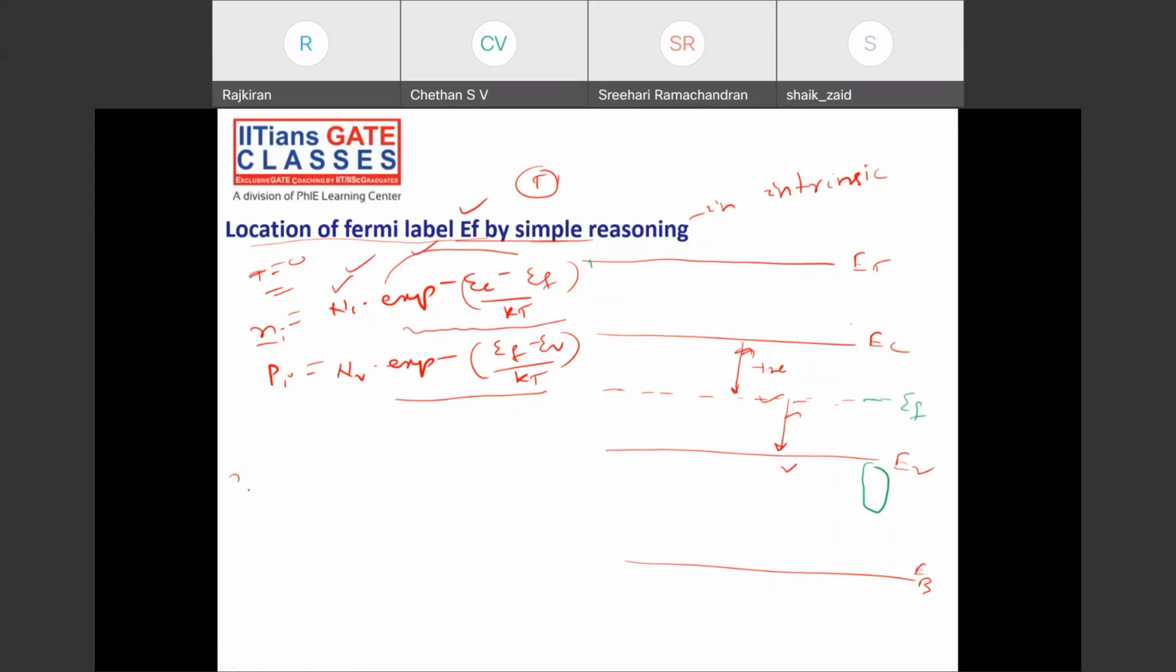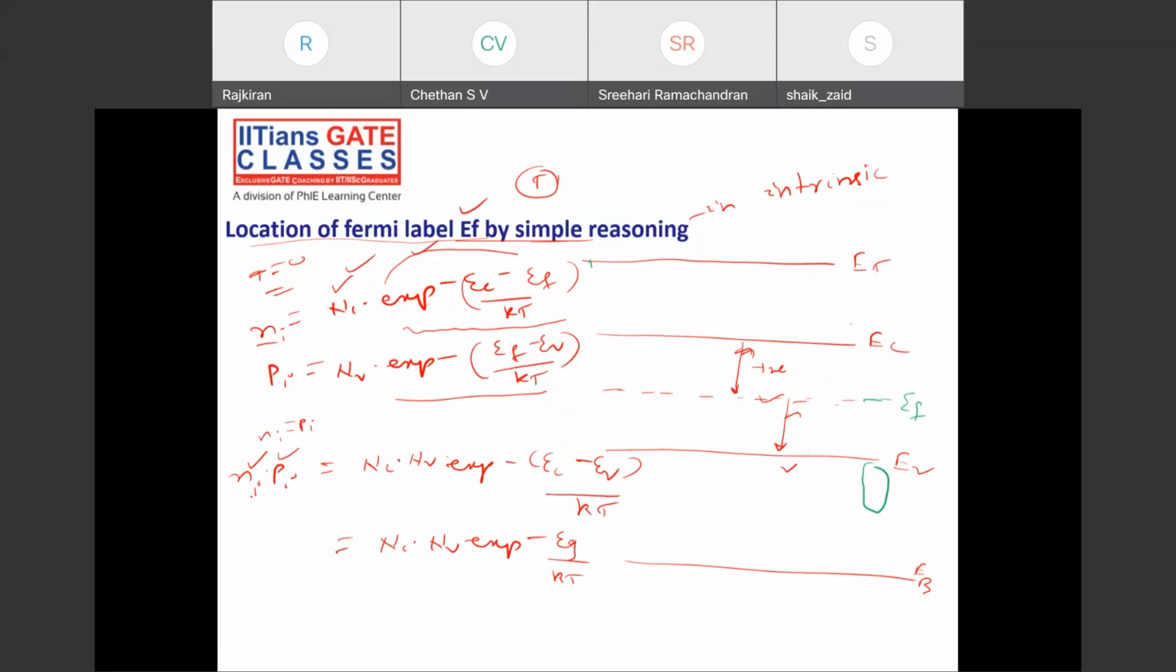If I do Ni into Pi, I get Nc into Nb into exponential of minus (EC minus EF) plus (EF minus EB). EF is plus here and minus there, so EF will get cancelled. I get minus of EC minus EB by kT, which is nothing but the energy gap. Also, the number of holes is equal to the number of electrons, so Ni is equal to Pi.